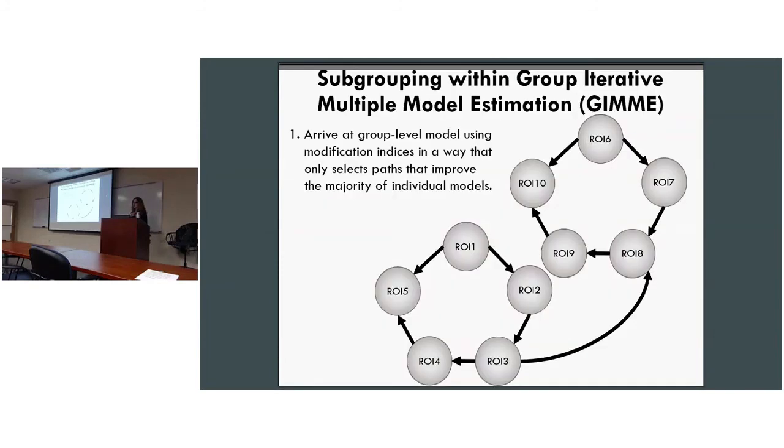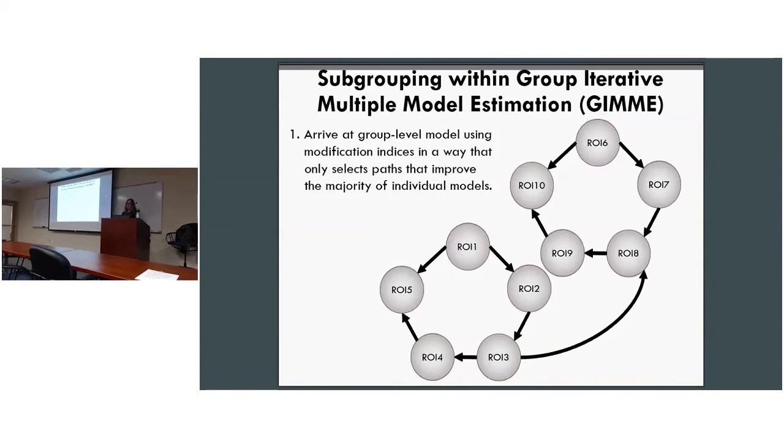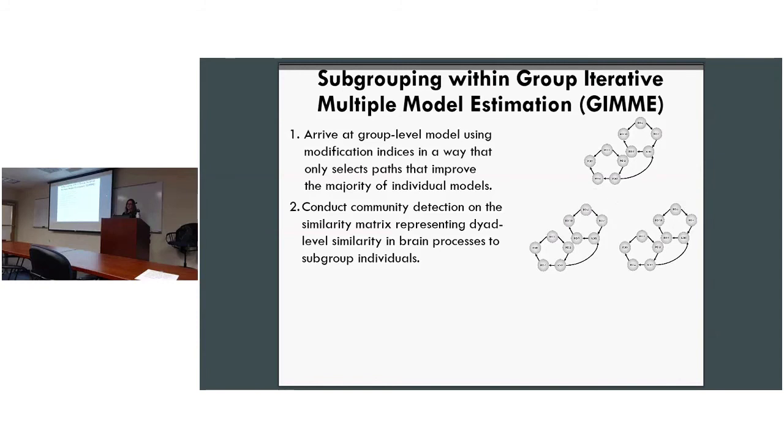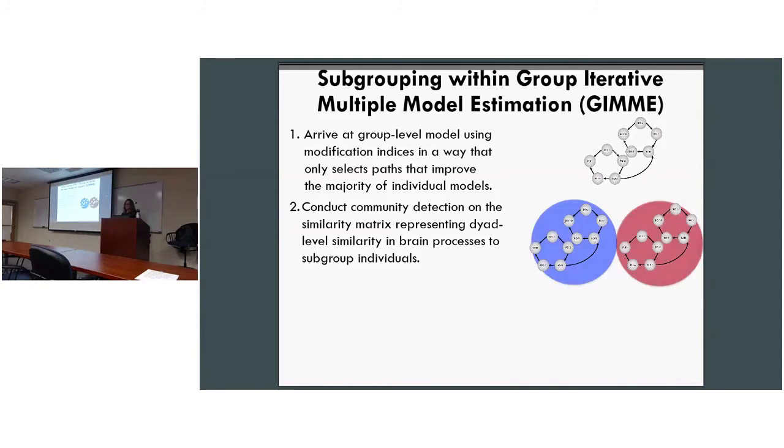So this brings us closer to subgrouping within group iterative multiple model estimation. So first we're going to start exactly how we did, and one by one we're going to choose the group level map, just as we did with the regular giving. And so we're going to use our modification indices. And then we are going to conduct community detection on the similarity matrix.